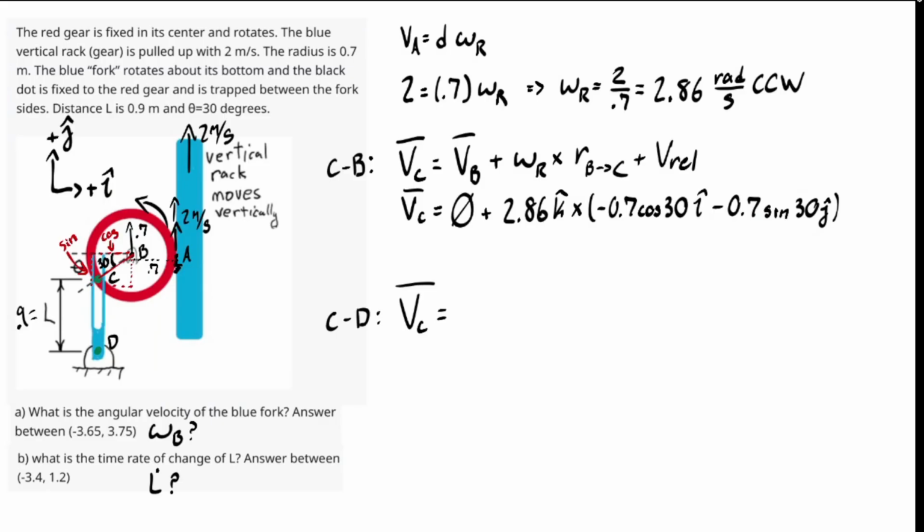And we have no relative velocity term. C and B are always going to be that 0.7 meters apart. So no relative velocity term there. Okay, so now we can do this cross product.